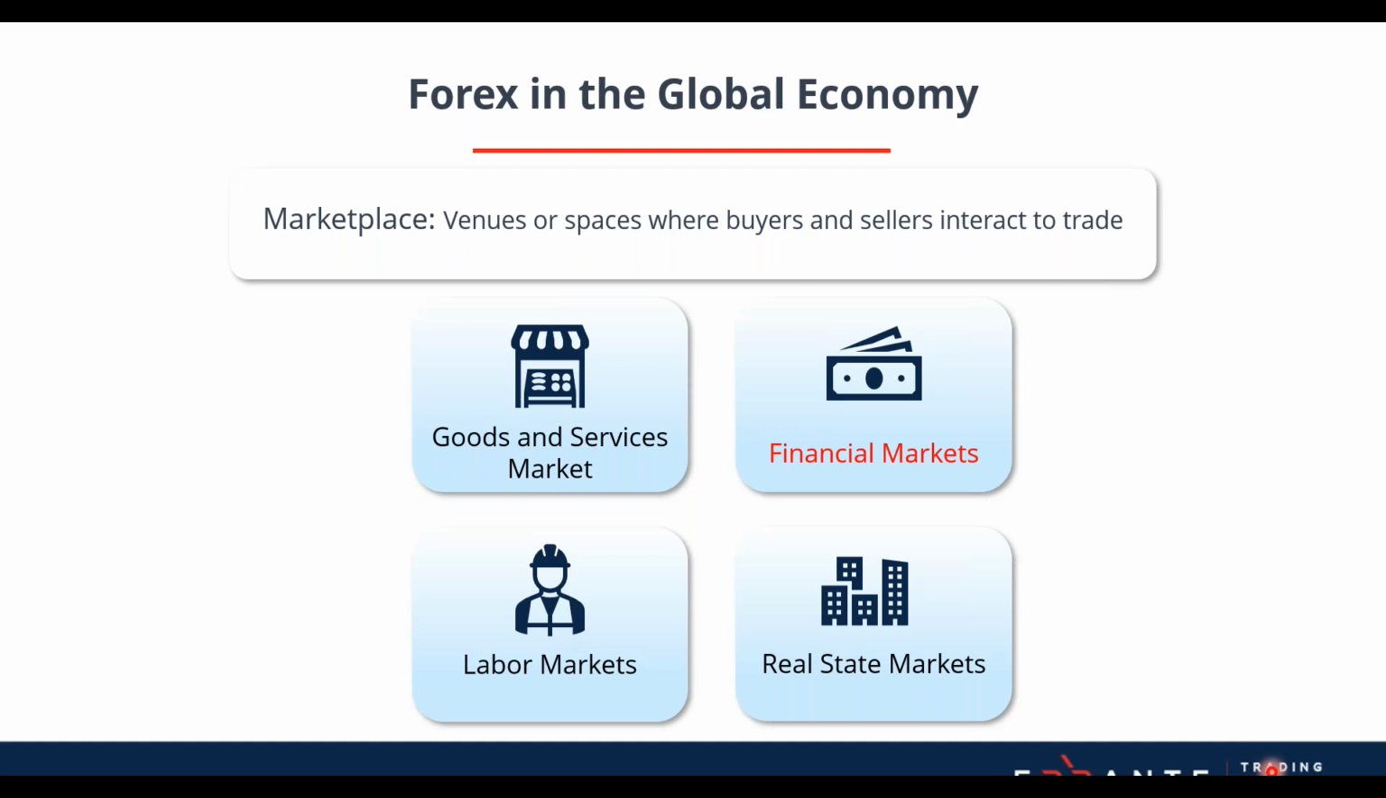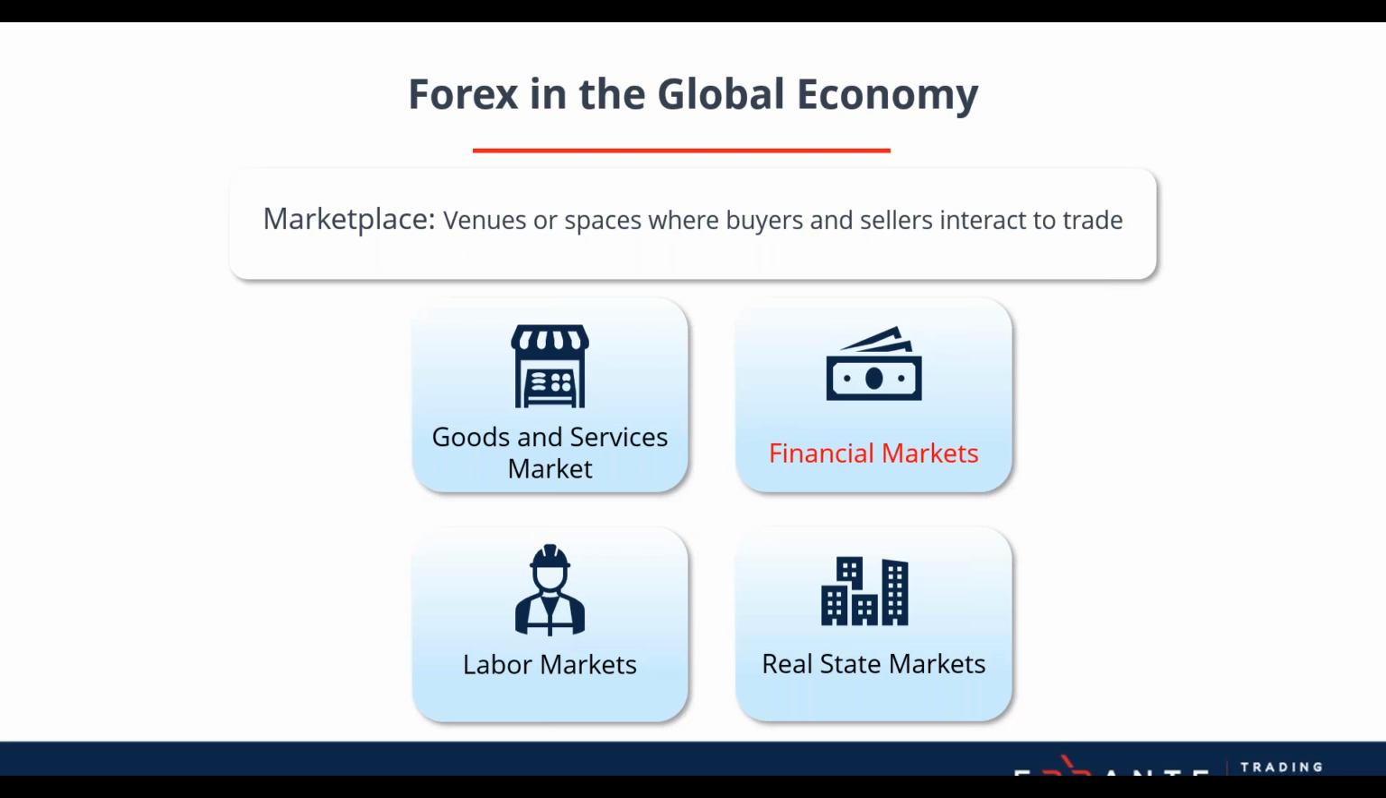Then we have the financial markets, arguably the most multi-faceted of all the markets, or venues where financial instruments are traded. This includes stocks, bonds, derivatives, and of course, currencies. The Forex market is a subset of this domain, playing a crucial role in facilitating international trade and investments by providing a mechanism for currency exchange.